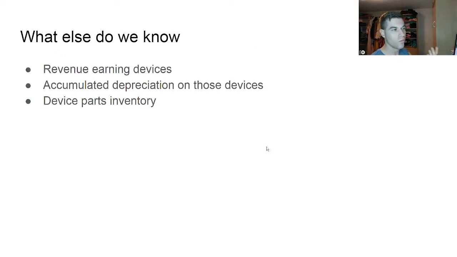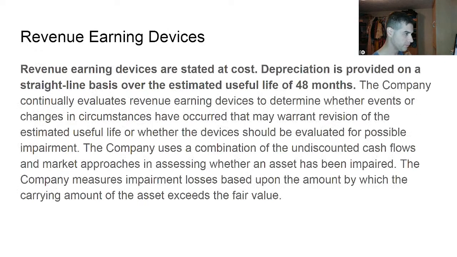And so that doesn't really leave me with a very good understanding of the question that I was trying to answer originally, which is what is their incremental free cash flow, or incremental cash flow, per each sale that they make. So I looked at some other stuff that we have in the filings, right? What else do we know? We know their total amount of revenue earning devices. We know their accumulated depreciation in those devices, and we know their inventory, right? They call it device parts inventory.